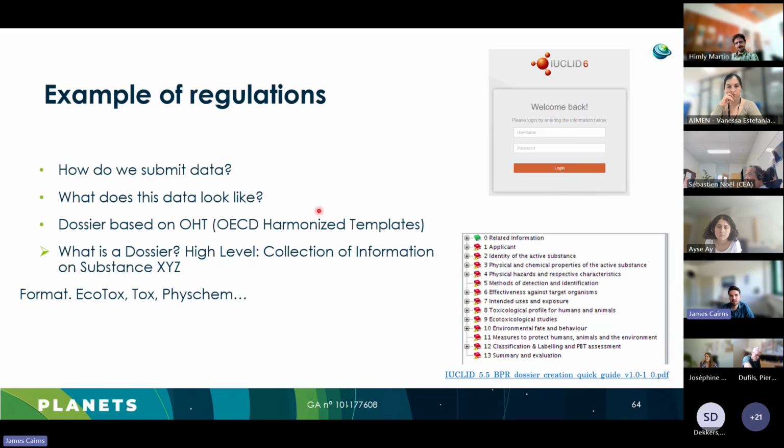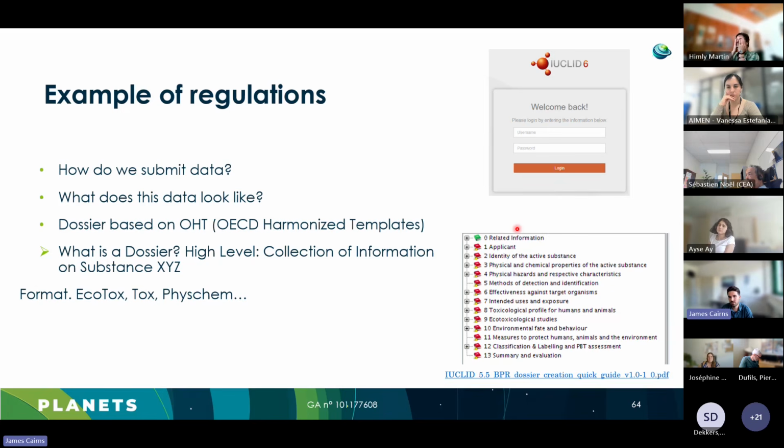But what actually is a dossier? So I just mentioned this. On a very high level, it's a collection of information on one specific substance. So you'd have 100 substances with 100 dossiers. And they are organized in a way, based on the submitting platform that can be used in some regions. For example, in Europe, you'd be using Euclid, developed by the ECHA.